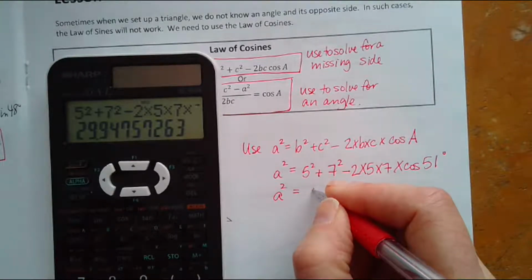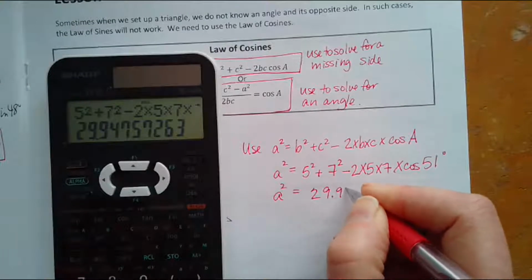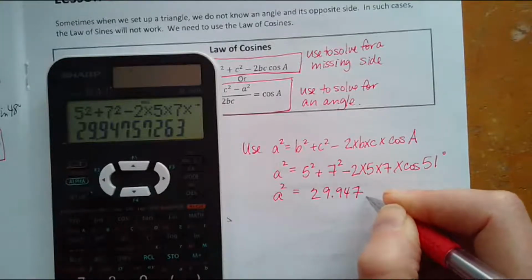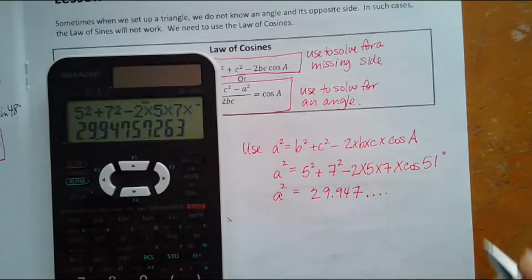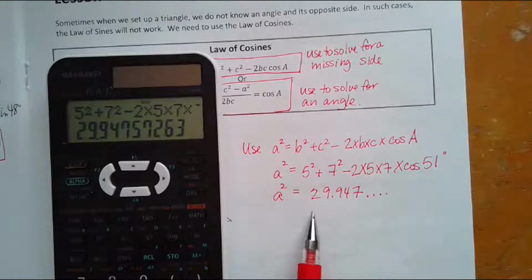And I get A squared equals 29.947, and I'm going to do this just like I did when we were doing law of sines, because these are quite complicated formulas. So I have to do quite a few steps with it.